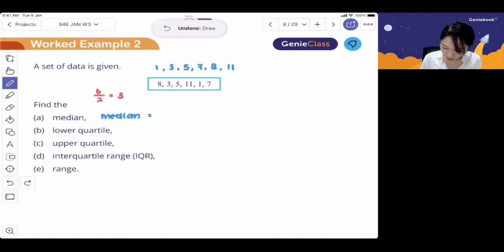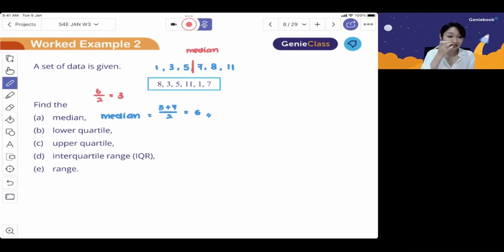Okay, so always remember when you have an even number of data, the median is always in between. Is that clear? The median lies in between. So to find the value in between 5 and 7, we take the average, right? So we take 5 plus 7 over 2. That will give us 12 over 2. So our median is 6.